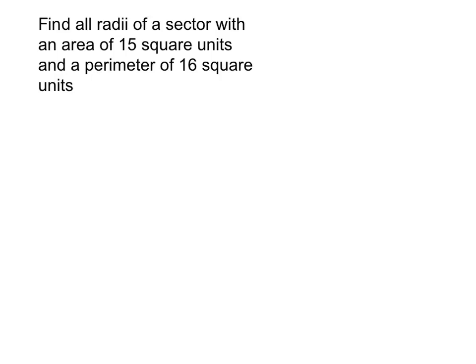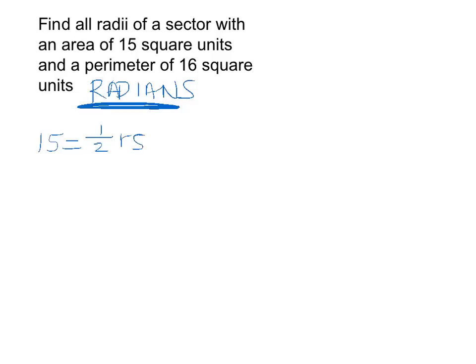There's one more type of problem in this section. This one's definitely the hardest. It says find all radii, which means there could be more than one, of a sector with an area of 15 square units and a perimeter of 16 units. The hint here for any time you see these problems with area and perimeter, you want to use our radian formulas. So we're going to do these in radians. So we know already that 15 square units is our area. That's going to be equal to 1/2 rs. Again, anytime you can use this formula, you should.